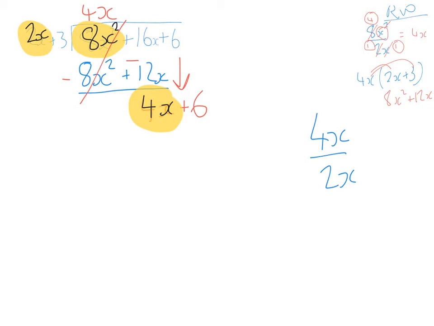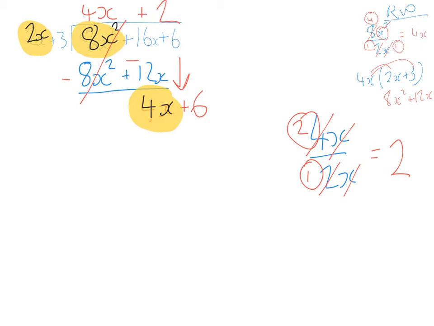And we think what will divide into 4 that will also divide into 2? Well, 2 will divide into both of them. 4 divided by 2 is 2, and 2 divided by 2 is 1. Then we think what will divide into x that will also divide into x? Well, x will divide into both of them, or you could just say they cancel each other out. And we're left with 2 over 1, which is just 2. So the 2 needs to come up here. So we get plus 2.